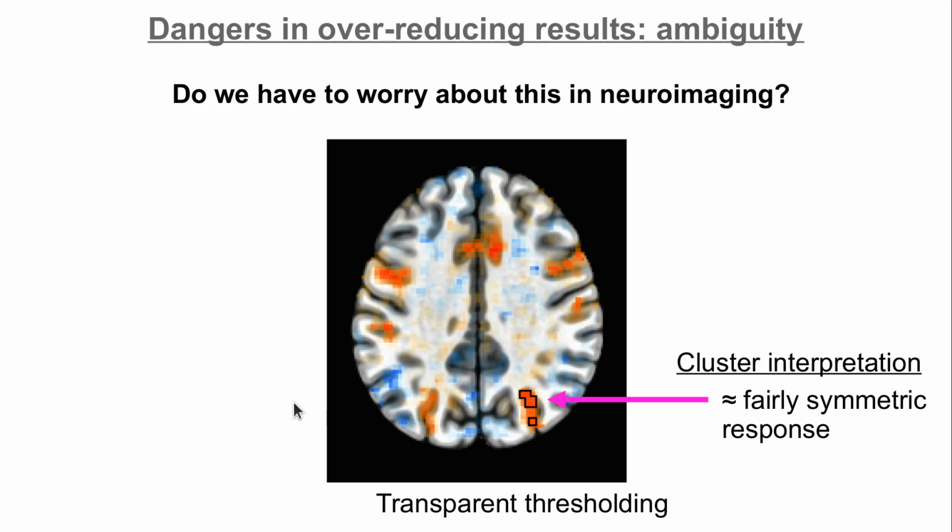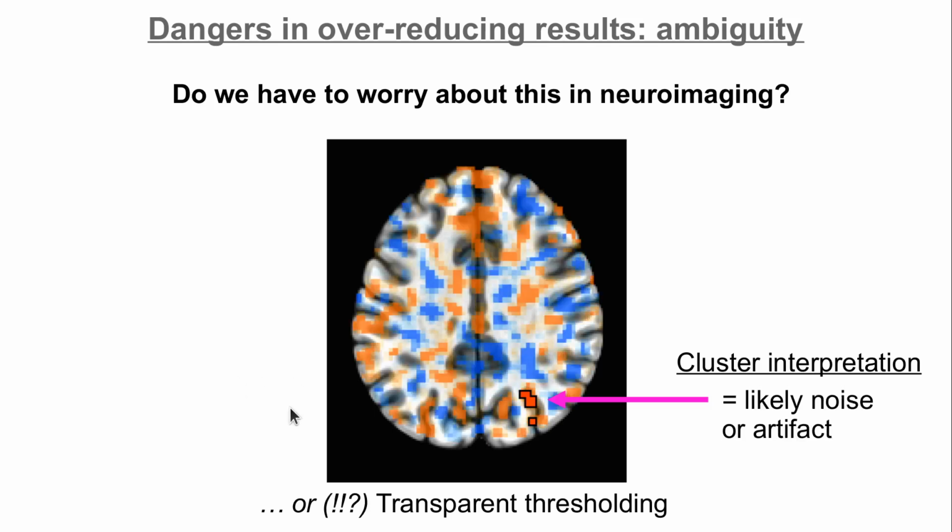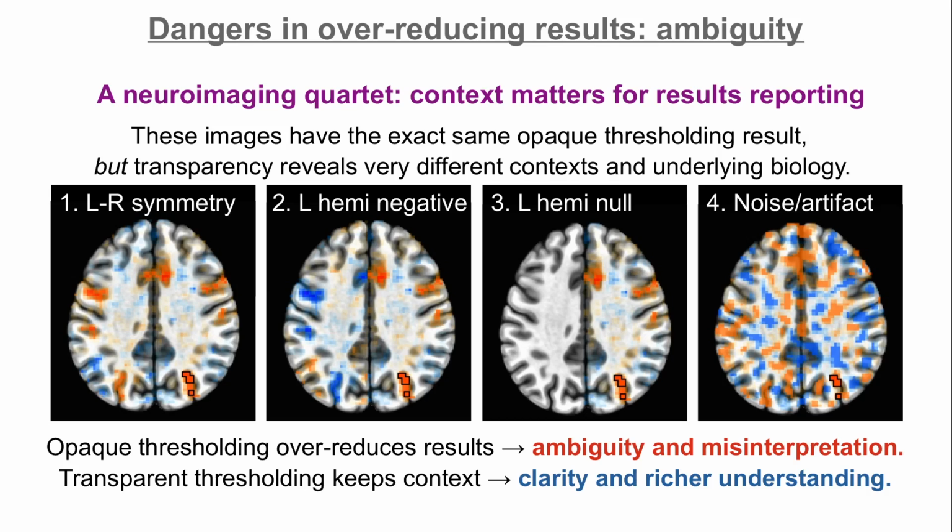But it's entirely possible that our underlying data, when we looked at it transparently, could have looked like this, where there's actually an anti-symmetric response. Or the underlying data from that single cluster could have looked like this, where there really is a lateralized response. Or the data could have looked like this, where there's likely an artifact present. So indeed, while all these four data sets have the same opaque thresholding result, we see that there's really a very different underlying biological context in all of them.